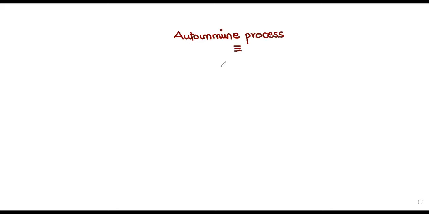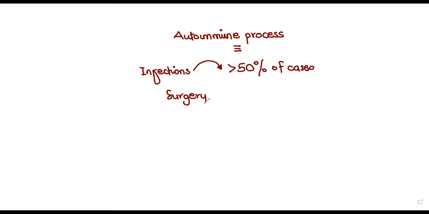What are the triggers? What would trigger someone's nerve roots to just be demyelinating like that in an inflammatory condition? Infections. In more than 50% of cases, infections are culpable. The most common trigger is infection, but rarely, surgery can also trigger it, or a patient who just underwent vaccination. But these are very rare. But I want you to keep that in your head.